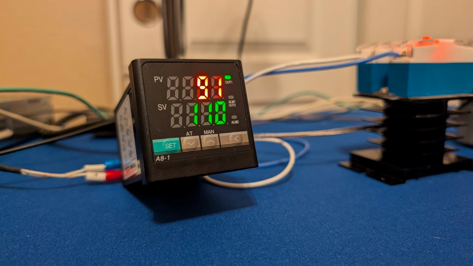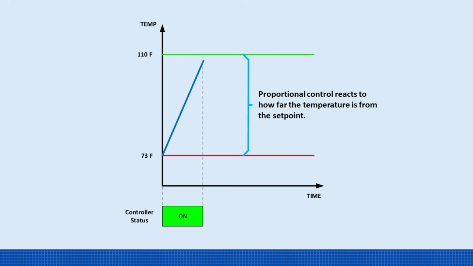So instead of focusing on the math, let's focus on what each part of the PID controller is doing to control the process. Proportional control reacts to how far the temperature is from the set point. When the water is far below the target temperature, the controller keeps the heater on most of the time. As the temperature gets closer to the set point, the controller begins turning the heater on and off more frequently. So even though the heater is only on or off, proportional control adjusts how long it stays on.